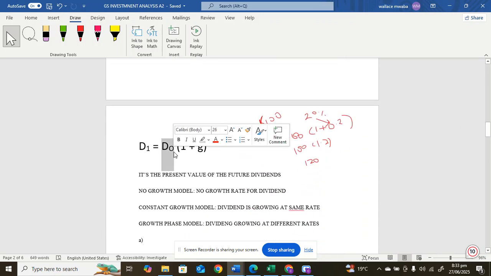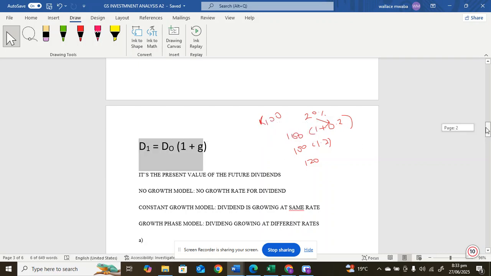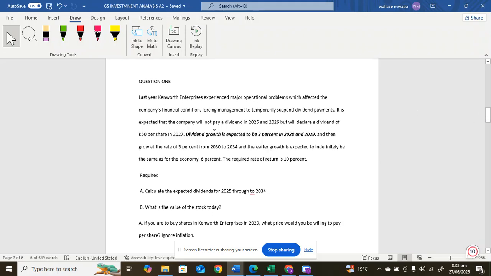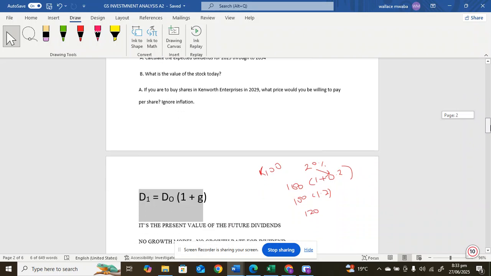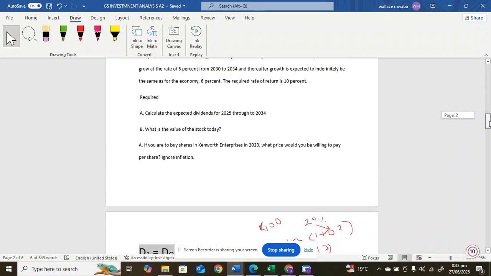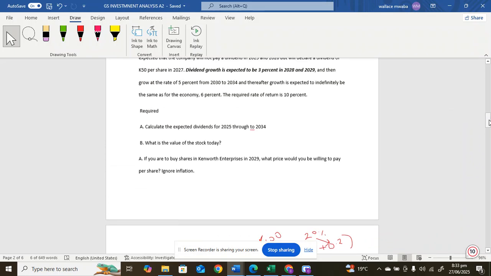where D0 represents the dividend paid, or the dividend for the current year, and g represents the growth rate. We use this formula to calculate the expected dividends from 2027 up to 2034. So we already did that. Part B, they ask us what is the value of the stock today.